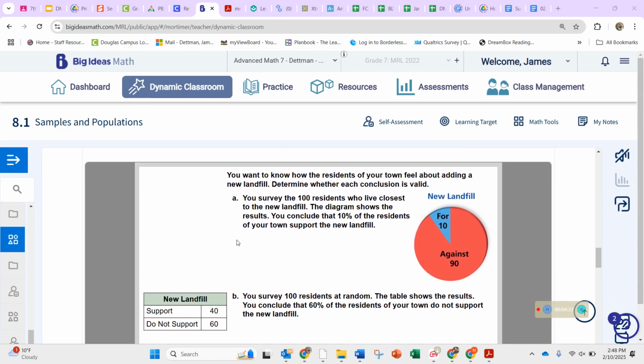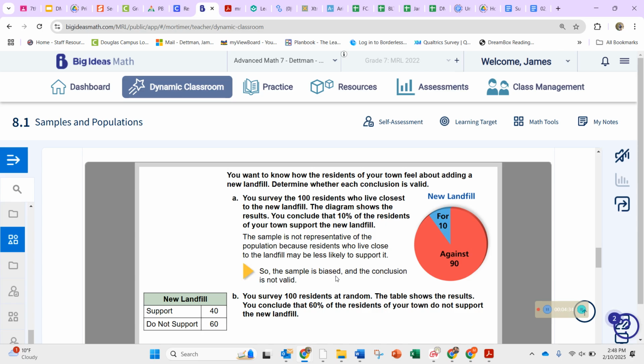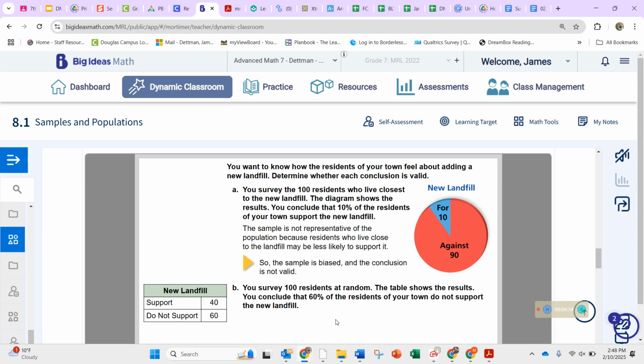And now, what do we find out? This sample, obviously, is not a good representative, right? Because they're definitely not going to support it because they live right next to it. So this sample is biased, and therefore the conclusion is not valid. Okay, what about the second one?